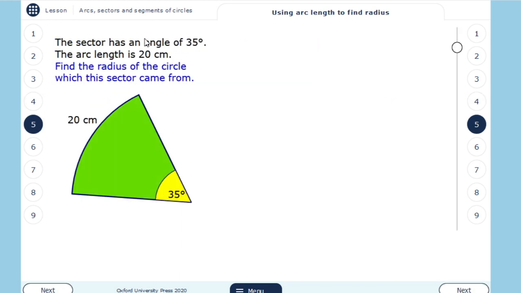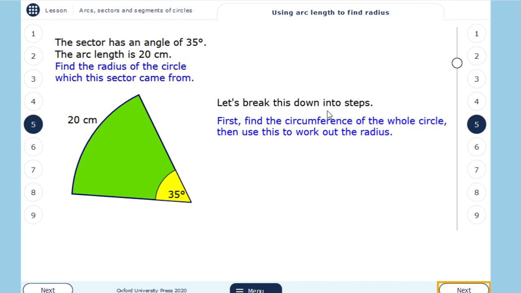Now, the sector has an angle of 35 degrees. The arc length is 20 centimeters. Find the radius of the circle which this sector came from. Now we have the opposite problem. Let's break it down into some steps. First, find the circumference of the whole circle. Then use this to work out the radius.